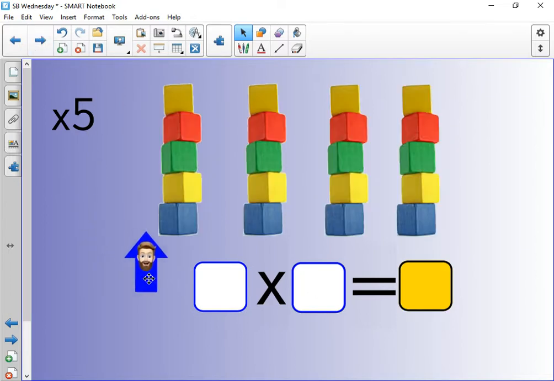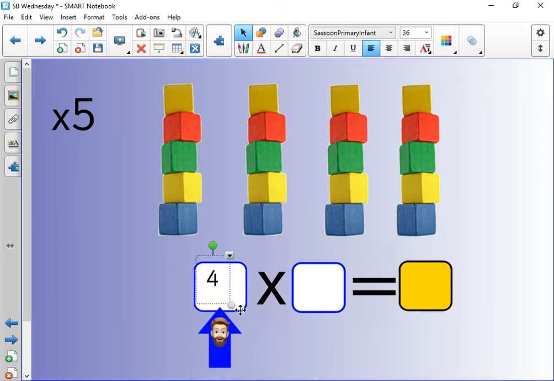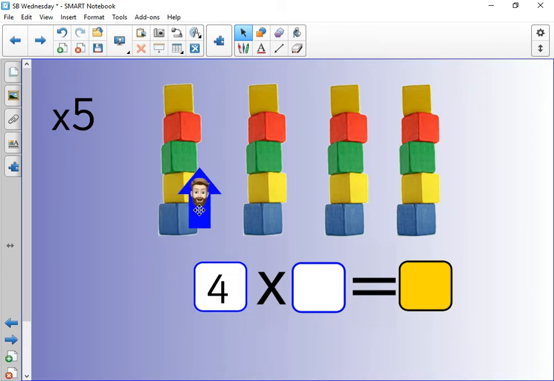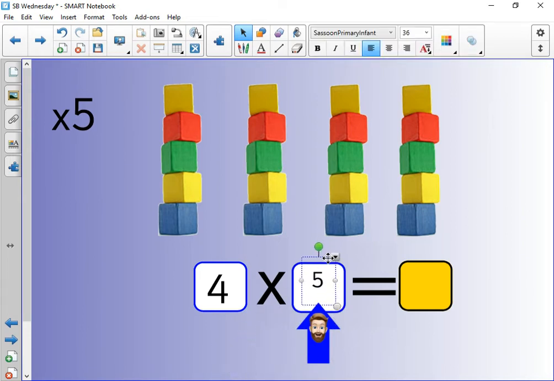Another example. Each tower is a group, and it has 5 in each group. So what's the calculation? Have a think. Right, can you shout out what the calculation is for me? What number's going to go here? Shout out. Yes, 4. Why? Because there are 4 groups. 1, 2, 3, 4. What number's going to go here? Shout out for me. That's it, 5.